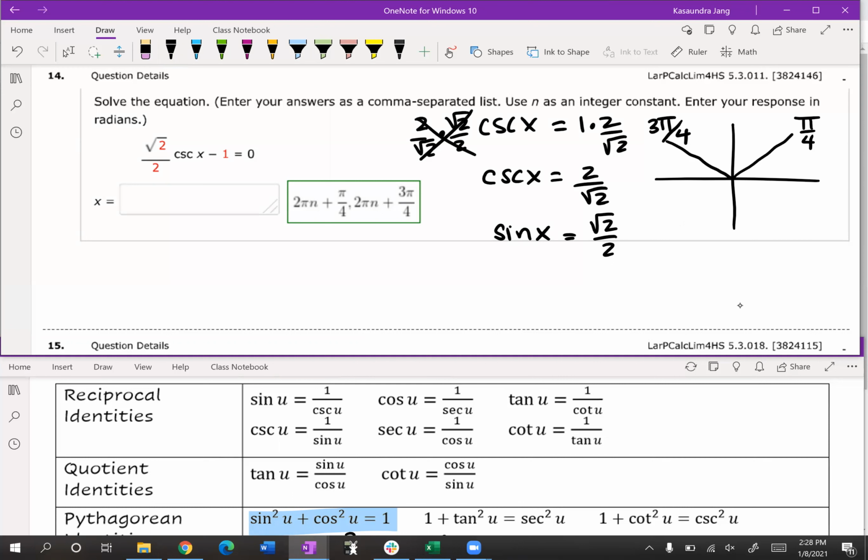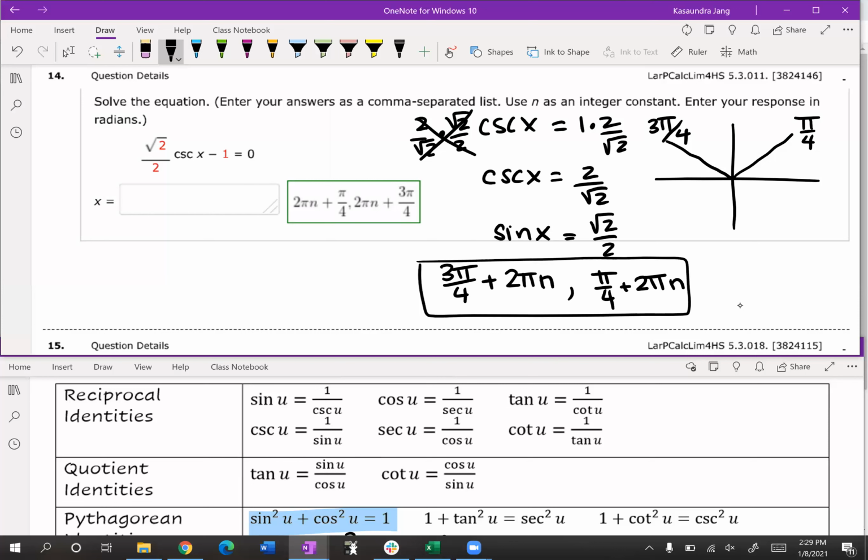So I'm going to have to consider going around the circle again and again and again, hitting the same points over and over again. So I'm going to do my 3 pi fourths. And if I rotate, I'm going to go a full circle, a full 2 pi n number of times. And then I'm going to do my pi fourths. Same deal, if I go around the circle, I go a full 2 pi some n number of times. So that's going to hit those 2 points over and over and over again. They usually put their 2 pi n first, but whatever, it's the same thing.